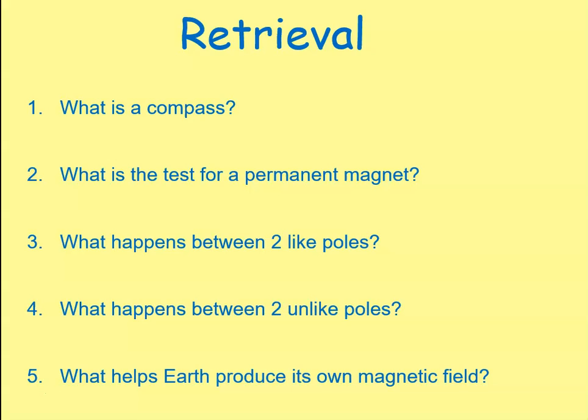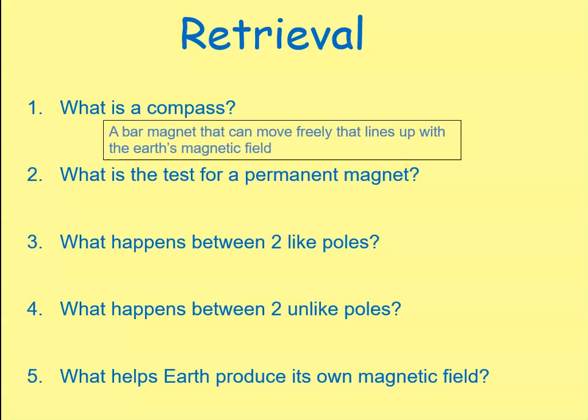Okay, so question 1, what's a compass? A compass is a bar magnet that can move freely that lines up with the Earth's magnetic field. Again, it lines up with the Earth's magnetic field lines pointing from north to south, and it can be used for navigation to see where you are and what direction you should be going in.